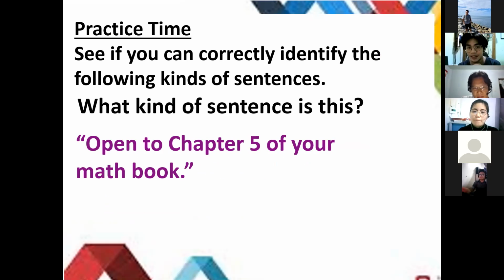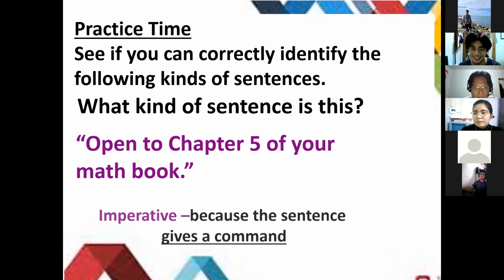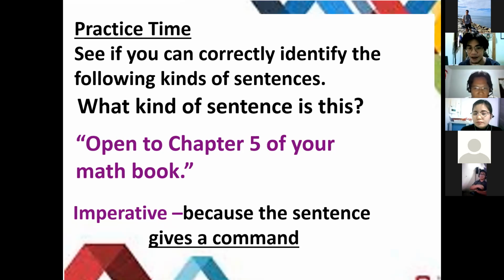Next one. Ma'am Rivnel, can you read this one for me and answer? Which kind of sentence is this one? Open to chapter 5 of your math book. What kind of sentence is this one? Imperative sentence. Why, what makes you think so, ma'am? Because it tells someone to do something, like you order them. It starts with a verb. Yes. Thank you, ma'am. So it is indeed an imperative because, as ma'am said, it tells us to do something. So it gives a command.